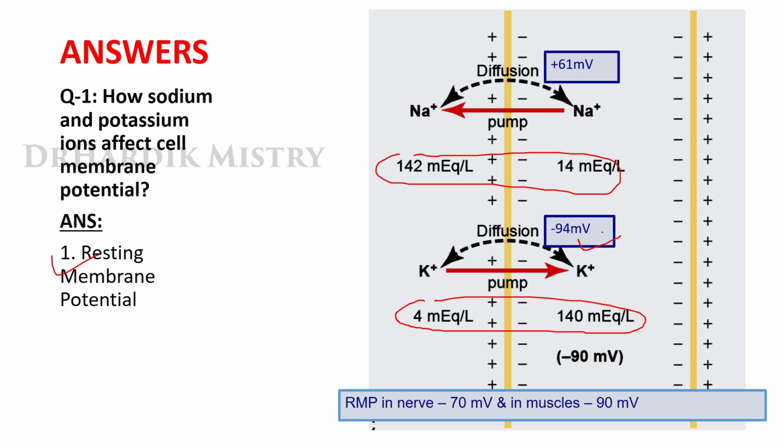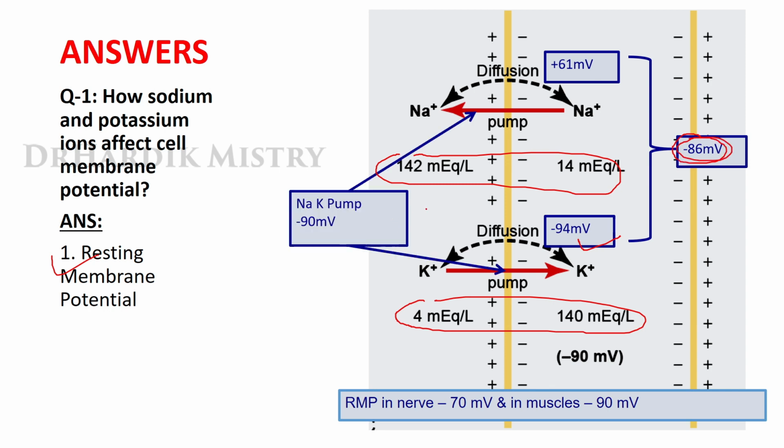When we put both of these values in Goldman's equation, it will be -86 millivolt. Now the sodium potassium pump adds -4 millivolt extra. So the net resting membrane potential, when we add up -86 millivolt and -4 millivolt, reaches -90 millivolt. Resting membrane potential in nerve fiber is -70 millivolt. However, in muscle it is -90 millivolt.